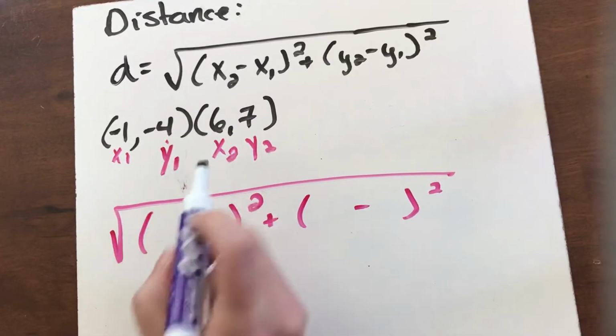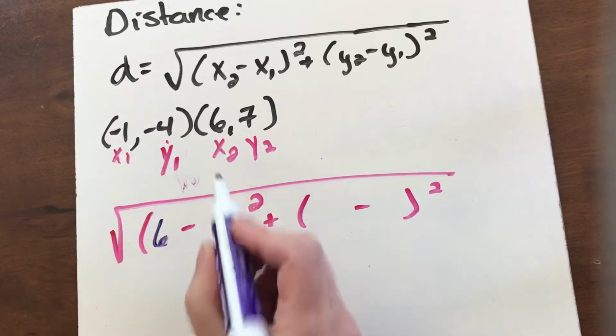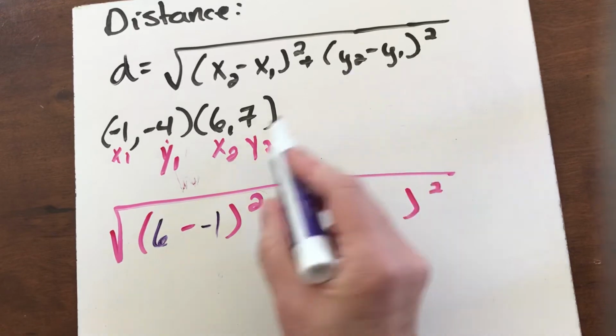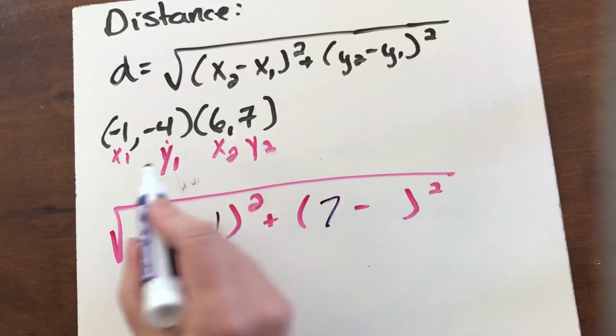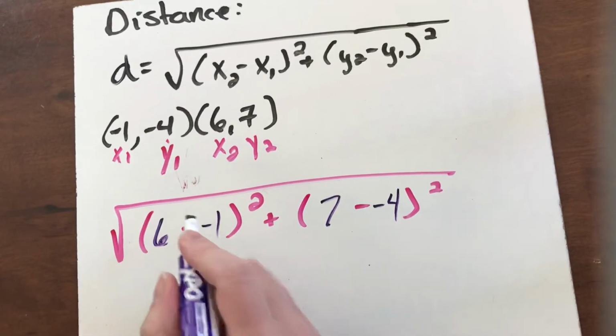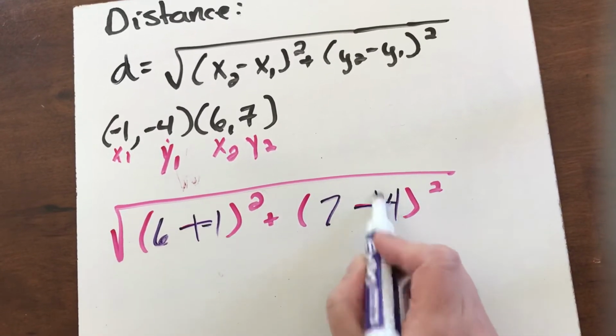X sub 2 is 6. X sub 1 is negative 1. That minus sign does not take the place of that negative. Y sub 2 is 7. Minus y sub 1 is negative 4. All right, and what happens when you have double negatives? They turn into positive signs.